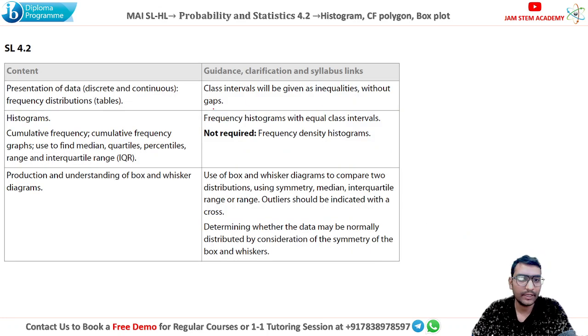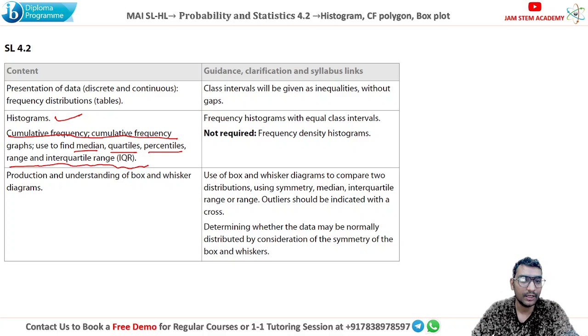And today we are going to talk about SL 4.2, presentation of data, discrete or continuous, frequency distribution table, histogram, what is the cumulative frequency or cumulative frequency curve, how to find the median, quartile, percentile, range and interquartile range in the cumulative frequency graphs. Also, we will discuss how to plot the box and whiskers diagram. We also call it box and plot diagram for a given data and how to find the data with the box and plot diagram also.